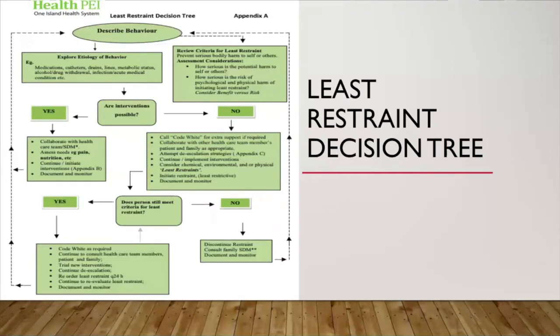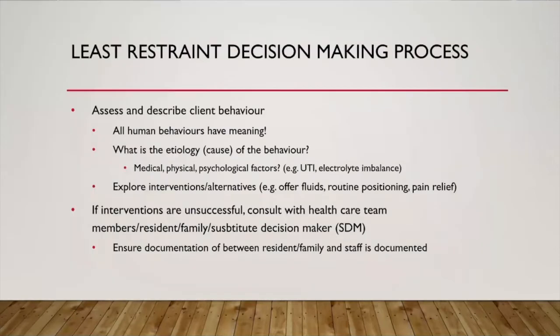Now let's look at the least restraint decision tree. The decision tree details the least restraint decision-making process. Firstly, we should assess and describe the client's behavior. Remember, all human behavior has meaning. So what is the etiology or cause of the behavior? Think about the medical, physical, and psychological factors that might be contributing to such behaviors. For example, could they have a UTI or perhaps an electrolyte imbalance?